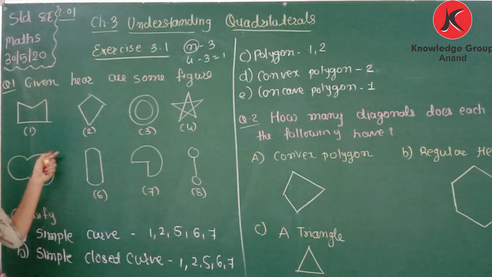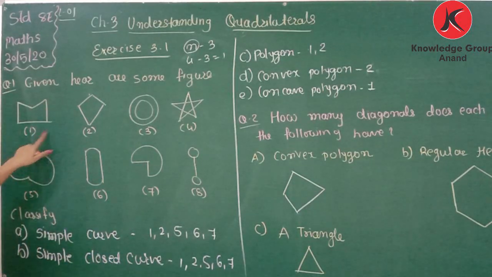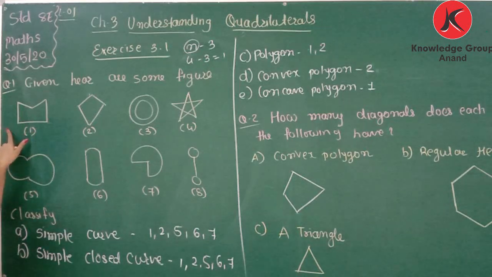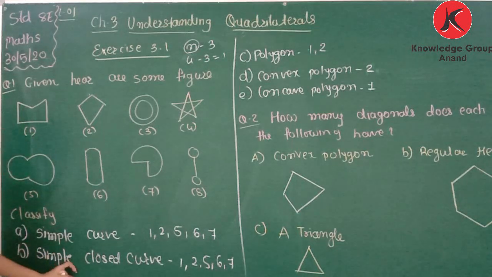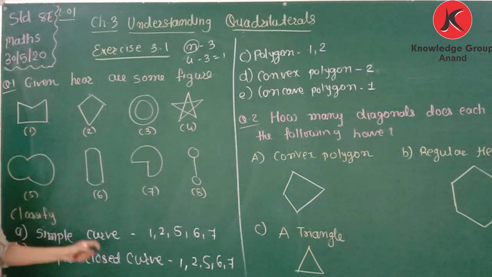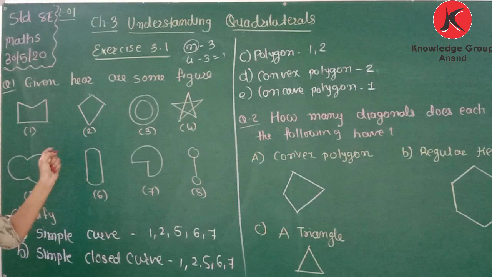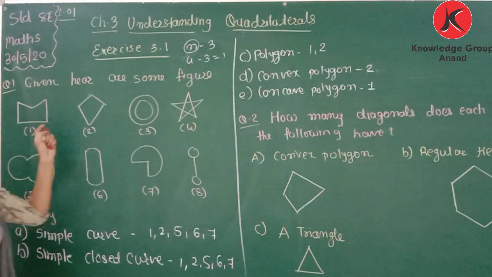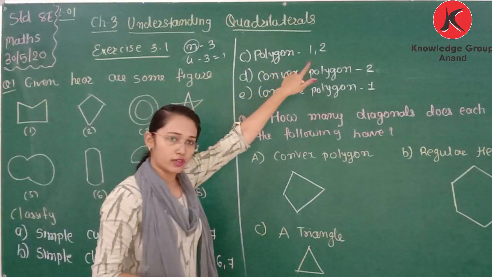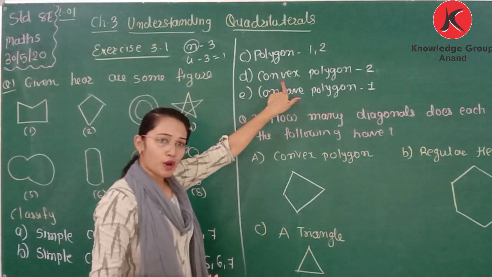This thing you need to classify. So first figure, you can say it is simple close. So this can be simple close curve. It is also simple curve. Now you can see this is made up of line segment. So it is polygon. So we can write polygon, that is first figure. Clear? Is it convex polygon?